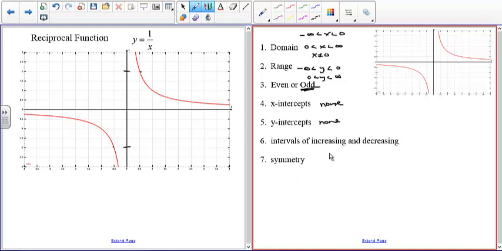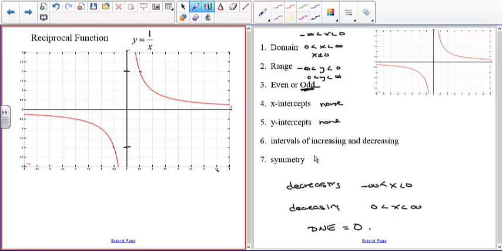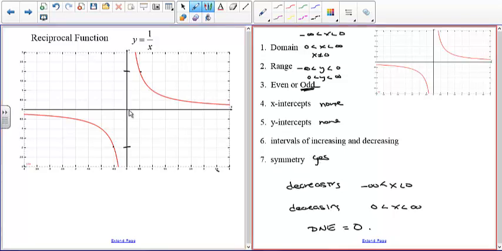You see the function's decreasing here, and then it's decreasing here. So it's actually decreasing everywhere. So we would say it's decreasing from negative infinity to 0, and it's also decreasing from 0, but not including 0, to positive infinity. It does not exist at x equals 0. So it's neither. If it doesn't exist, it can't be decreasing or increasing. But it's always decreasing. And symmetric, yes. It's symmetric around the origin.